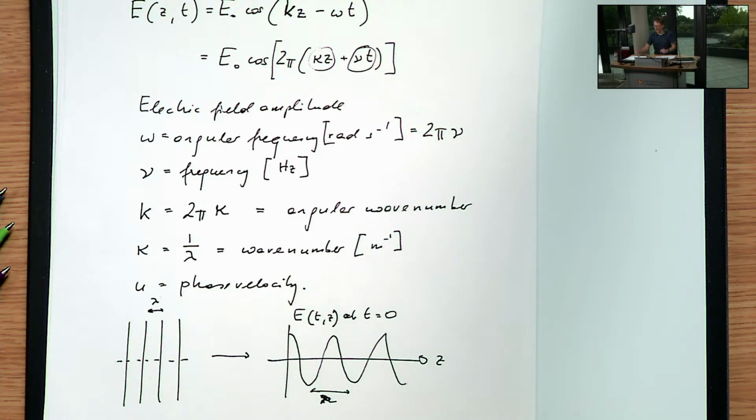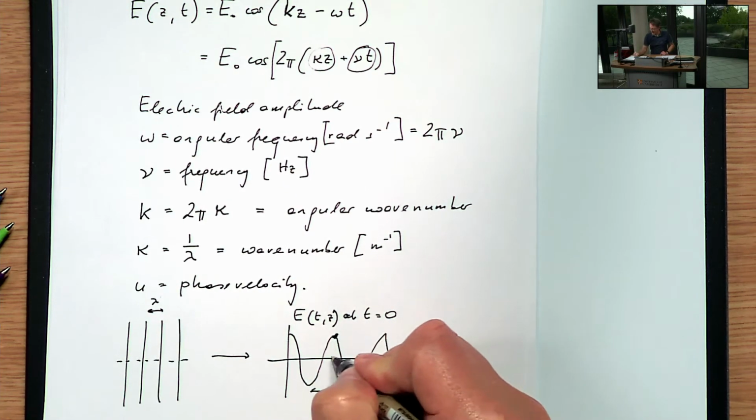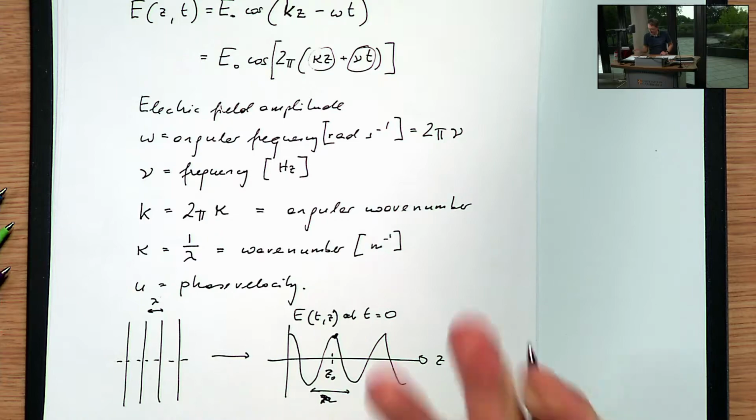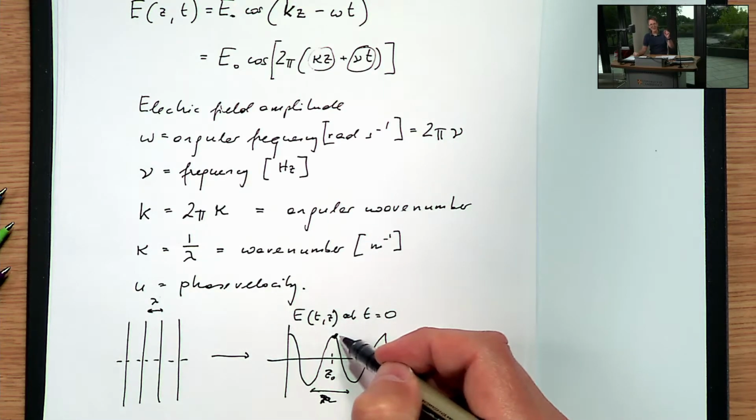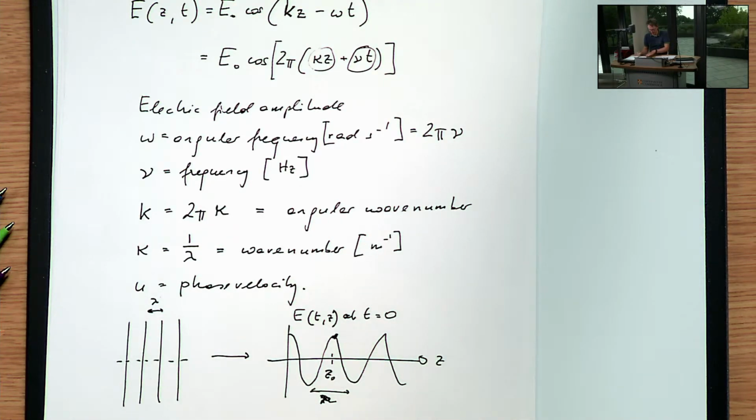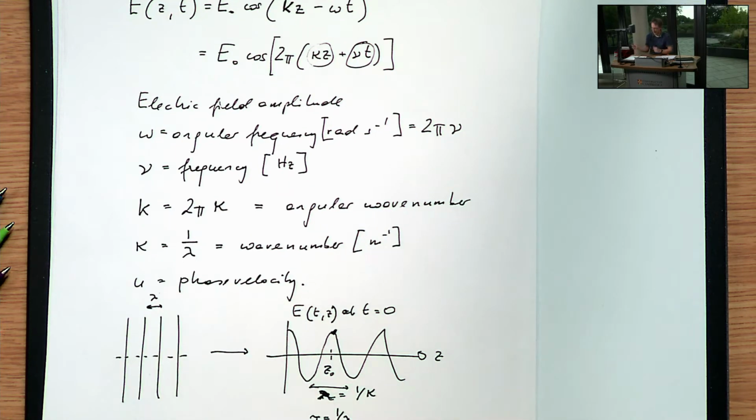Let's just pick a point. Let's take this point, and let's see what happens at that point here, at that z0. What happens at that point? If I wait at that point, then in time, the field at that point may change something like this, right? So that's called the wavelength lambda in space, and in time that is called the period tau, and that is given by 1 over nu. Okay, and this lambda is given by 1 over kappa, as you can see.